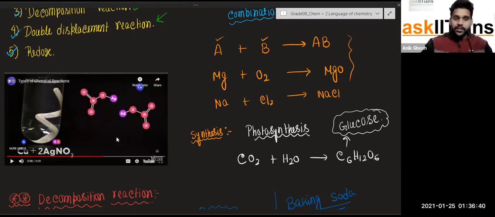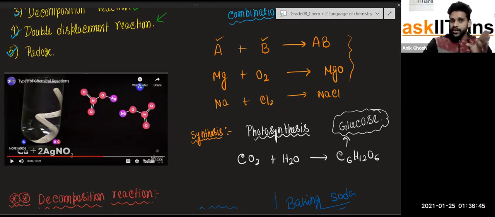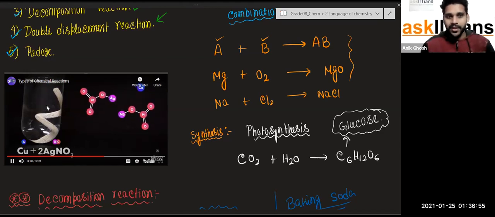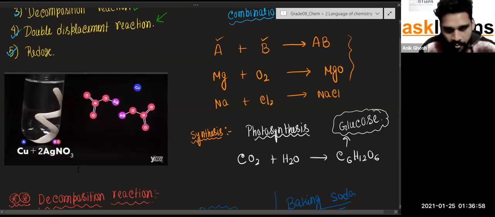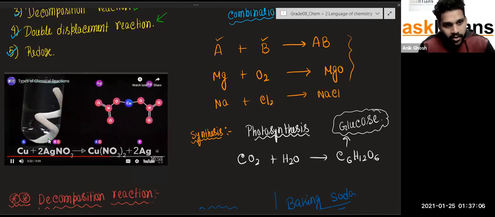So now you tell me what would be the product. Copper wire in the silver nitrate solution, Cu plus AgNO3. What is going to be the product? Tell me, displacement reaction. Copper is going to displace silver and you are going to get copper nitrate and silver. So you can see how it's happening. That is the thing, isn't it? Now you can see that these silver crystals are beginning to accumulate on this wire. You can see that there are silver crystals throughout the wire, isn't it?